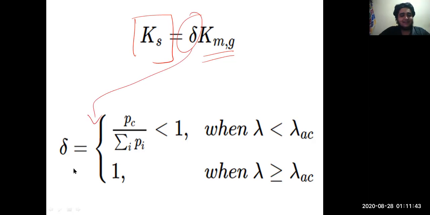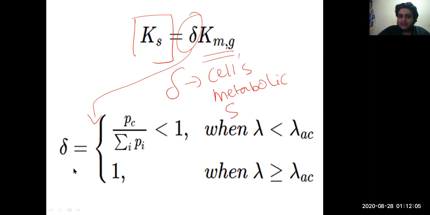So they brought in this relation by introducing a factor delta. Again, it has a very elaborate mathematical explanation. There are also a lot of supplementary equations, but I can say the basic thing about delta is it's signifying a cell's metabolic strategy.